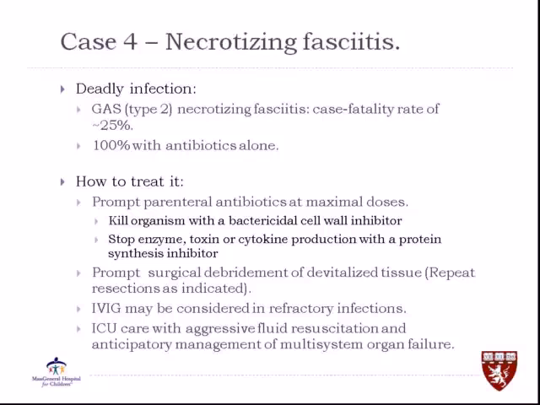Please have infectious diseases involved as soon as possible. Usually it's a combination of a bactericidal agent, a cell wall inhibitor, but clindamycin is a staple as well. Clindamycin is bacteriostatic, but basically it prevents the assembly of the bacterial ribosome, hence stopping toxin production and enzyme production by way of stopping protein synthesis. So clindamycin is in there, as well as IVIG, which could be used in patients with ongoing problems.